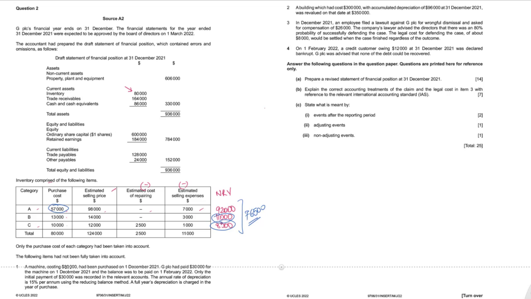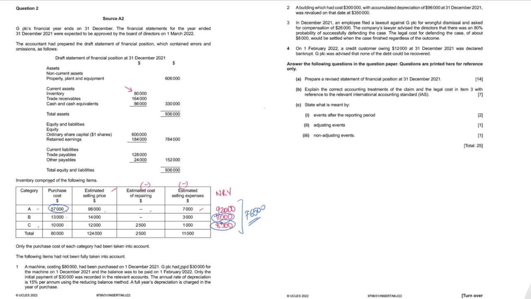The following items had not been taken into account fully. A machine costing 80,000 had been purchased on 1st December 2021. GPLC had paid 30,000 for the machine on 1st December and the balance was to be paid next year on 1st Feb. Only the installment of 30,000 was recorded in relevant accounts. Annual rate of depreciation is 15% using reducing balance. Full year's depreciation is charged. So basically out of 80,000 only the 30,000 entry is done. The 50,000 entry is not done.